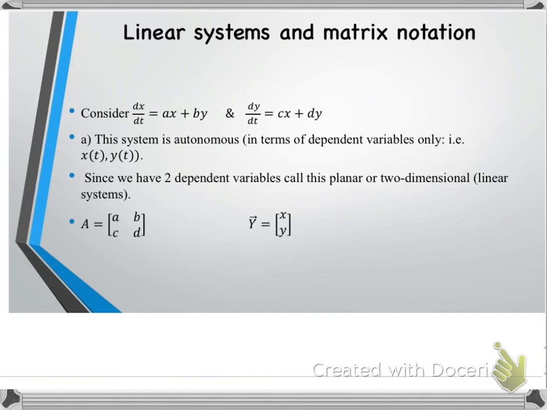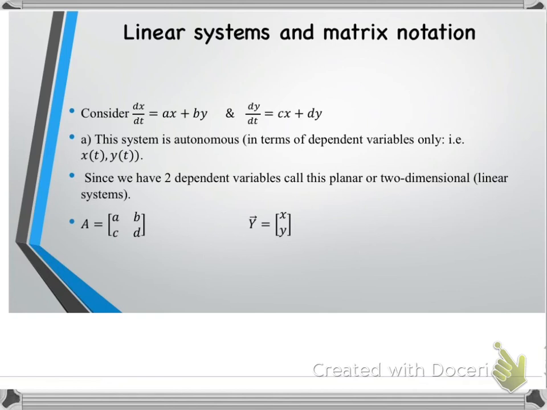I don't think I mentioned this in class, but we've always talked about autonomous equations in terms of dy over dt equals f of y, or dx over dt equals f of x. Autonomous means it's in terms of the dependent variables only. So even though there are 2 dependent variables, those DE models are only in terms of those 2 variables, okay? So there isn't a T there or something like that. So that means they're autonomous. So this system is autonomous.